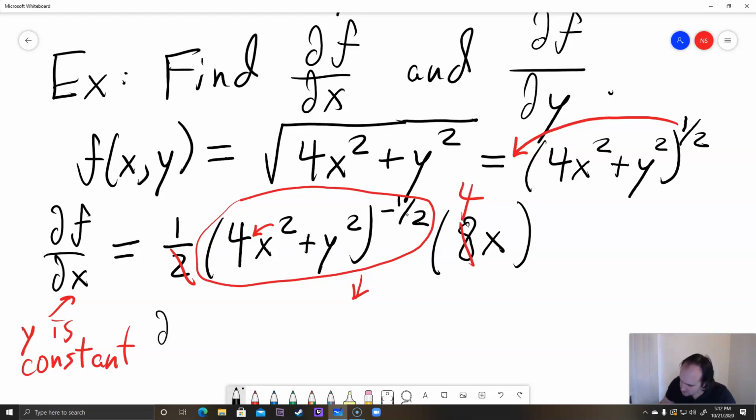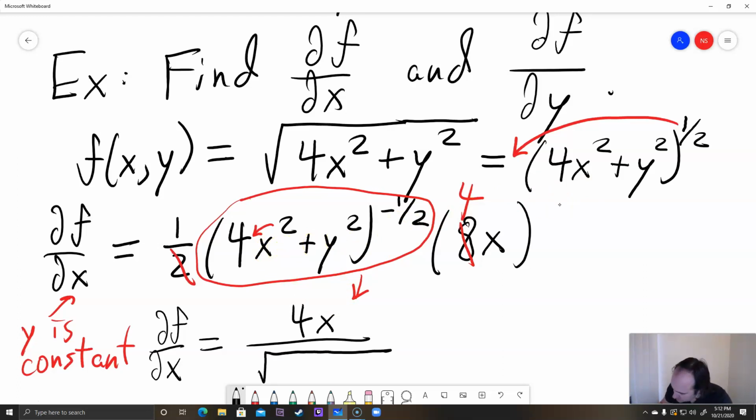Okay, so that gives us partial f partial x equals, on the top we're going to have 4x, and then on the bottom, if we move this negative 1/2 to the denominator, it becomes positive 1/2, which is the same as the square root of 4x squared plus y squared. So in our denominator, we're going to have the square root of 4x squared plus y squared. Okay?